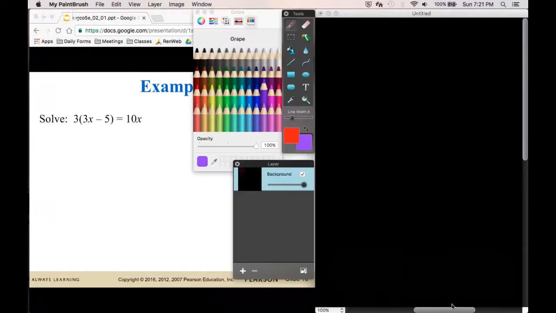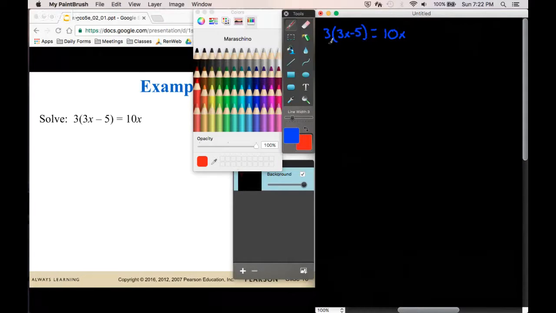So you have another one. You have 3 times the quantity 3x minus 5, so 3x minus 5 inside the parentheses, and you're multiplying that entire thing by 3. And that is going to equal a positive 10x. So your first thing, order of operations, is you can do the inside of the parentheses.